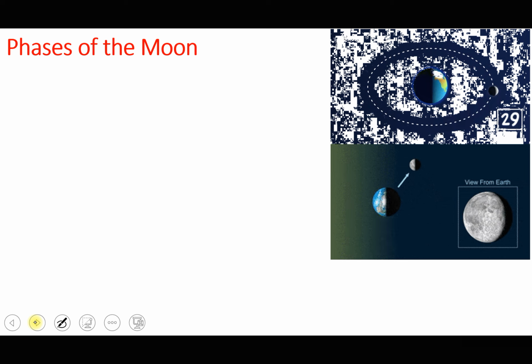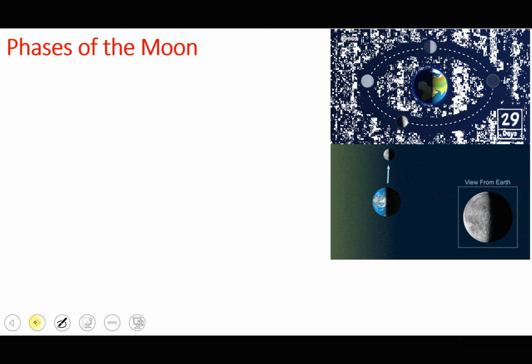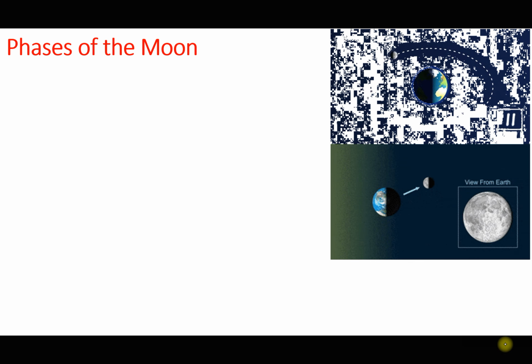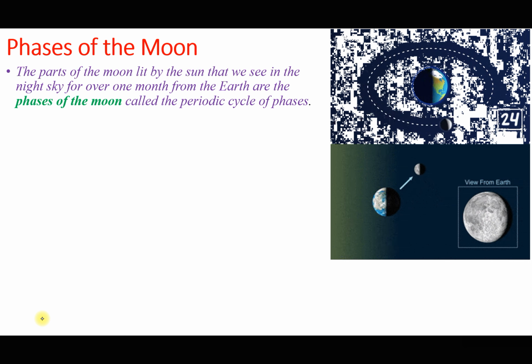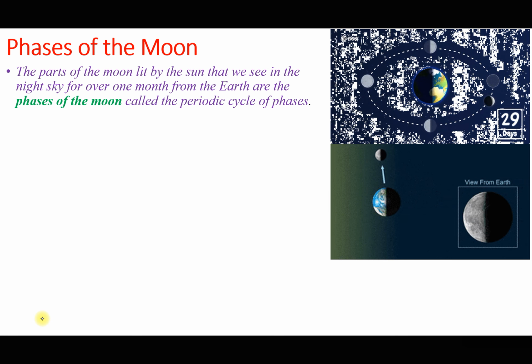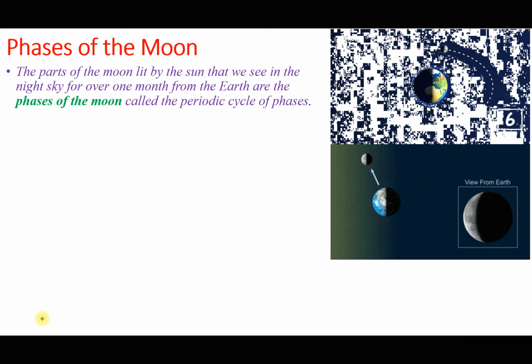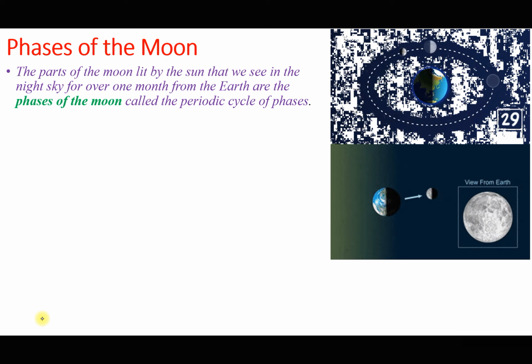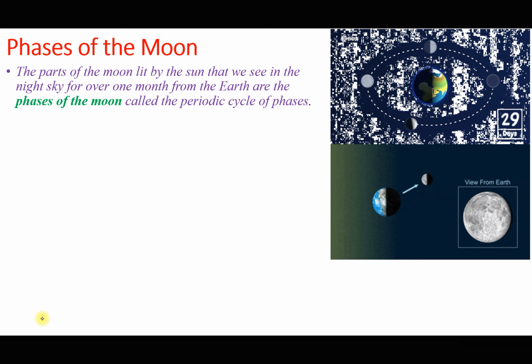Unfortunately, my animation is not very clear, but the second one here is very easy to see. Let me see if I can modify this animation. Okay, so the different parts of the moon lit by the sun that we see in the night sky over a month, about 27 or 28 days from the Earth, are what we call the periodic cycles or phases. We call them simply phases of the moon.